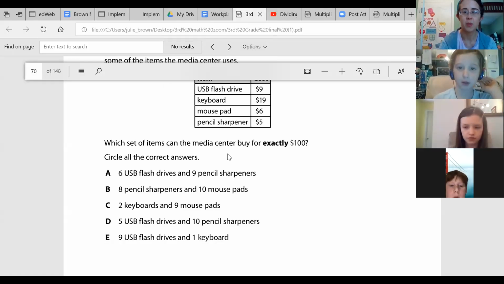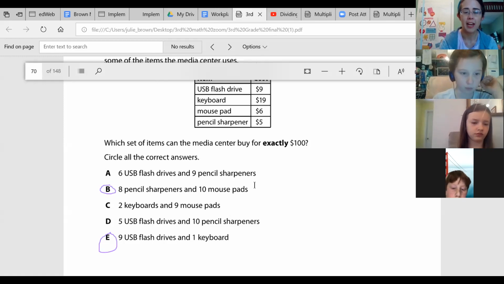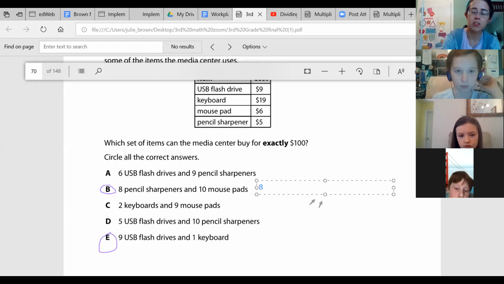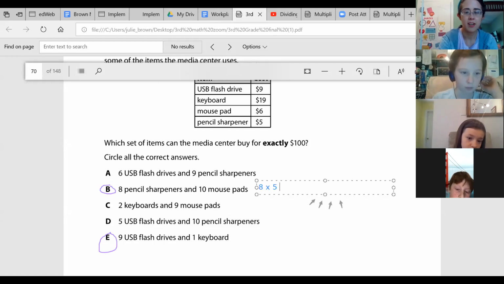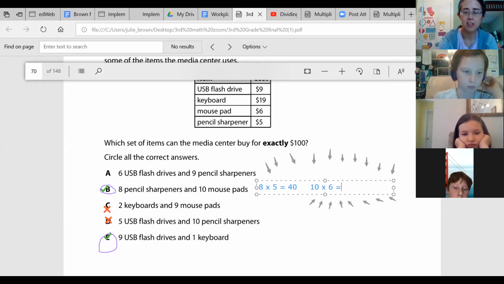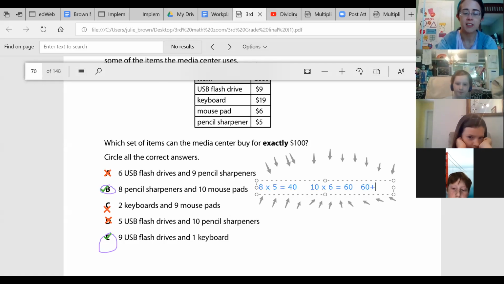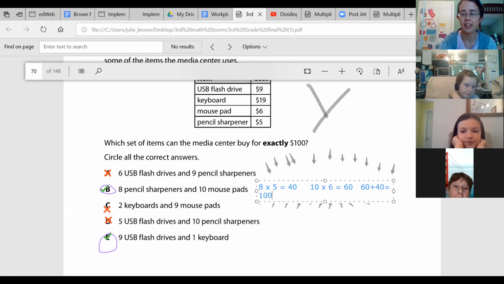Yeah. Okay, so what we did is we circled letter B, we circled letter E, and then next to B, we wrote down the proof of why it equals 100. 8 pencil sharpeners times $5 apiece. That means it costs $40. Then they wanted 10 mouse pads, and the 10 mouse pads would each cost $6, so that gives me $60. And $60 plus $40 equals $100. Okay, thanks for all the arrows.